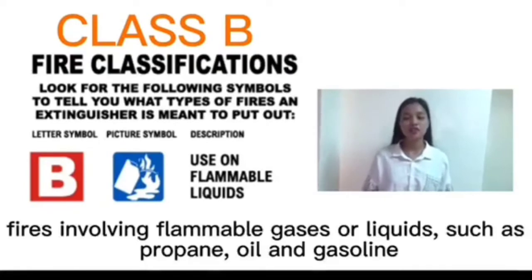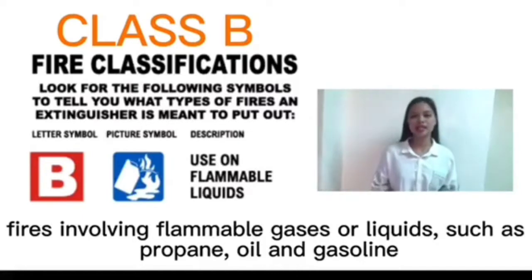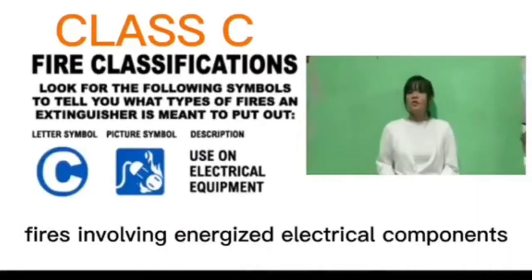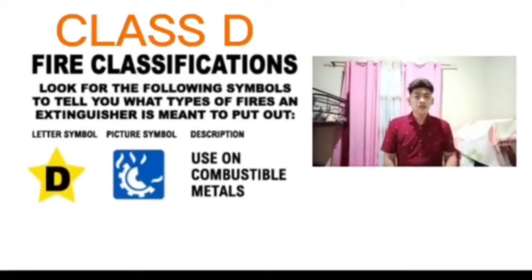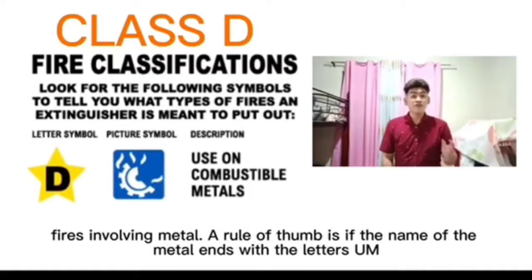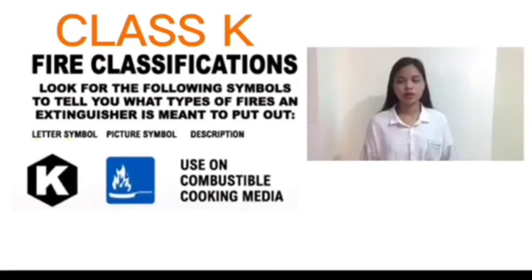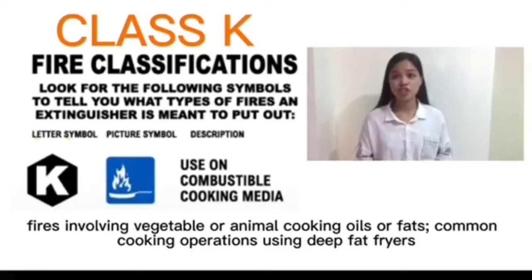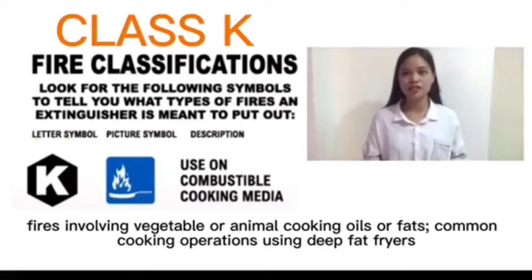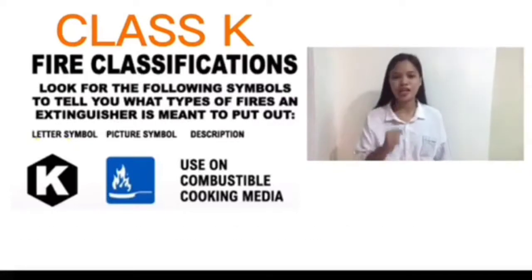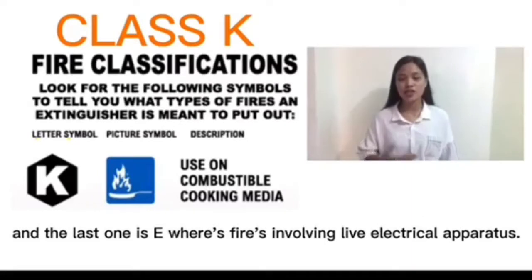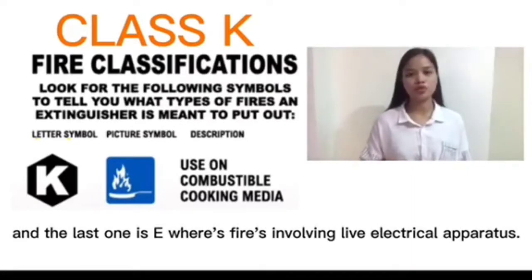Class B, fires involving flammable gases or liquids such as propane, oil, and gasoline. Class C, fires involving energized electrical components. Class D, fires involving metal. A rule of thumb is if the name of the metal ends with the letters U-M. Class K, fires involving vegetable or animal cooking oils or fats, common in cooking operations using deep fat fryers. And the last one is E, which are fires involving live electrical apparatus.